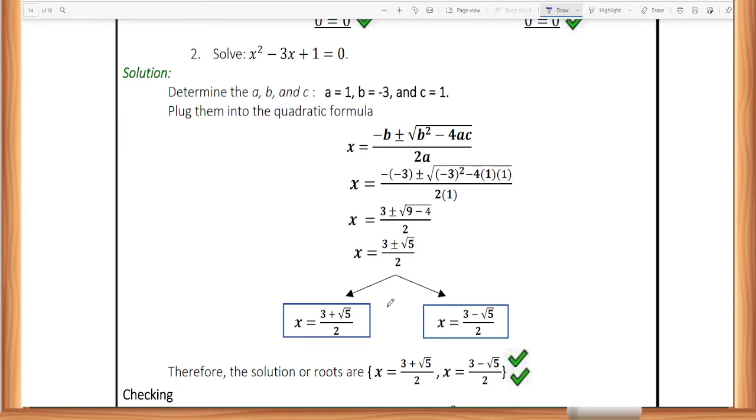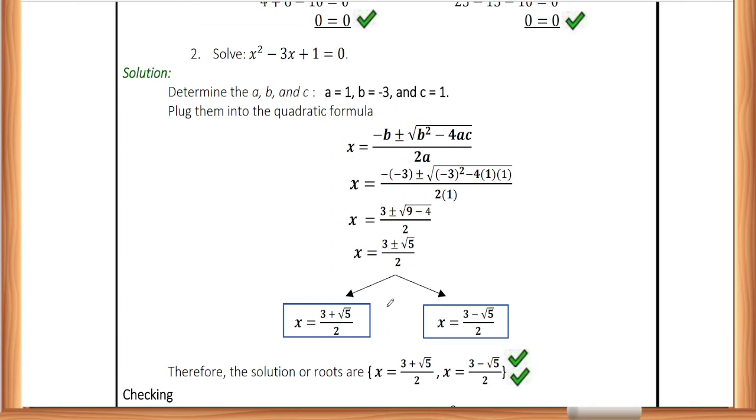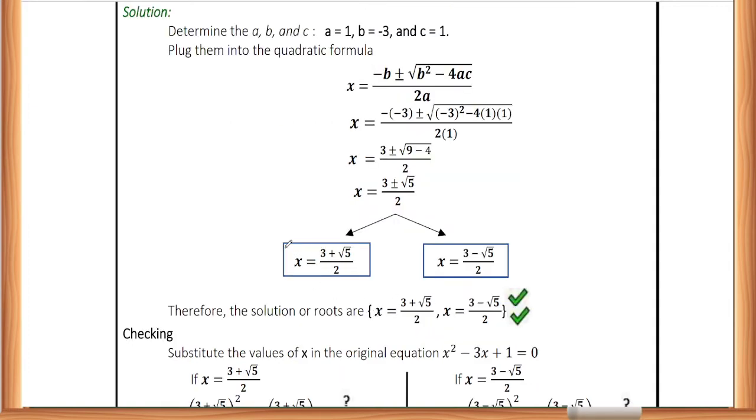Kung naka-radical sign pa rin siya, so be it. Kasi, yung b squared minus 4ac mo will give you 9 minus 4, and 9 minus 4 is square root of 5. Pwede yun sa calculator ninyo, makukuha niyo yung square root of 5. But, hindi naman kailangan gamitin yung calculator ninyo. Just simply, nakaganyan lang siya.